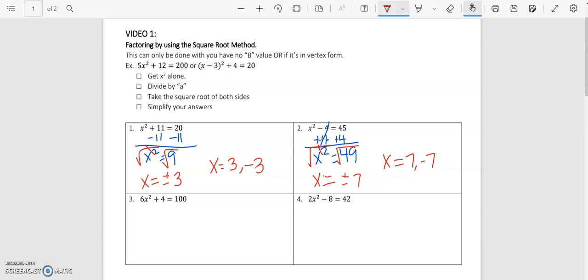Sorry about that, had to fix that. So now let's look at them where there actually is going to be an a term that we need to divide by. Look at number 3, we have 6x squared plus 4 equals 100.